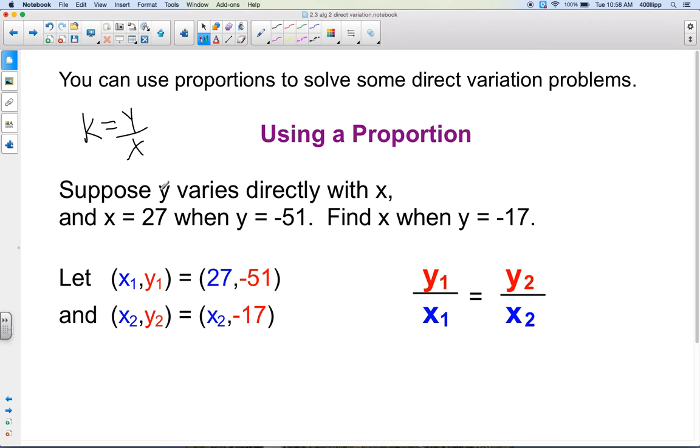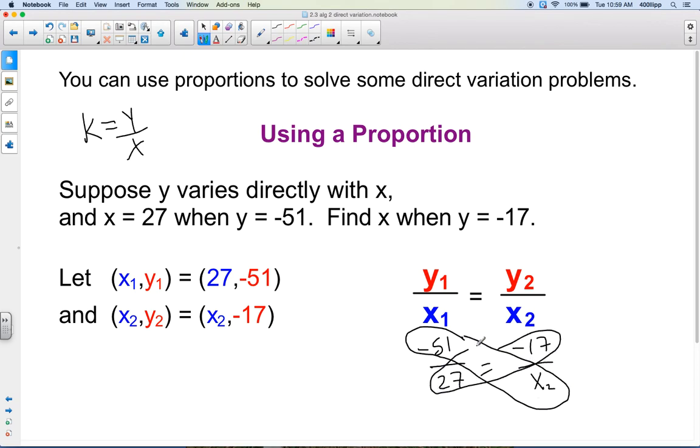Okay, so it's telling us suppose y varies directly with x, which means it's a direct variation, and we're going to just plug into this proportion. So we have y over x, so I'm going to plug in this first point here, negative 51 over 27, and we're going to set that equal to this point here, negative 17 over x sub 2. Whenever we have a fraction equal to another fraction, we cross multiply. So we're going to cross multiply here.